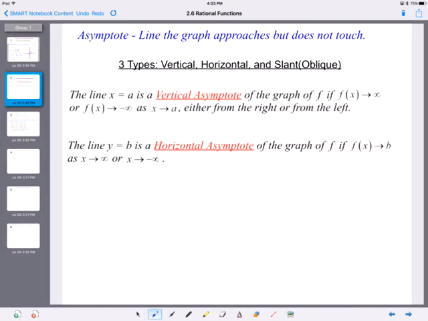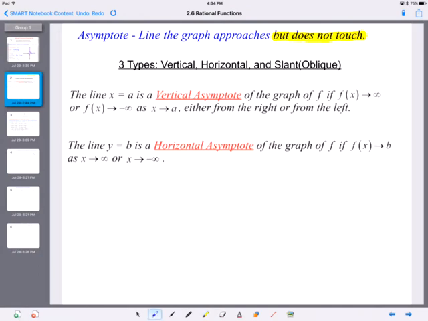So on the next slide, what is an asymptote if you haven't learned this already? An asymptote is a line the graph approaches but does not touch. Well, this is the definition that you probably learned in Algebra 2. But this idea that the graph does not touch, this is not 100% true.